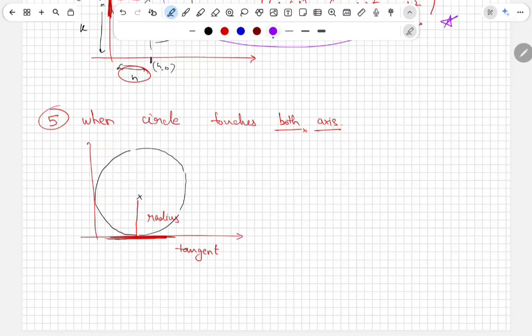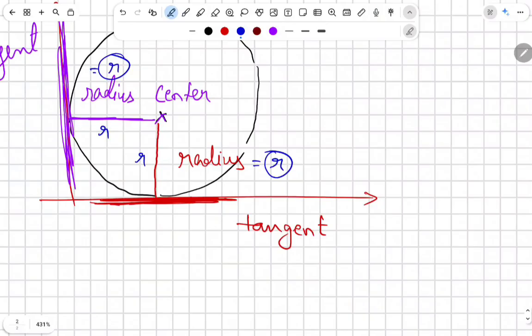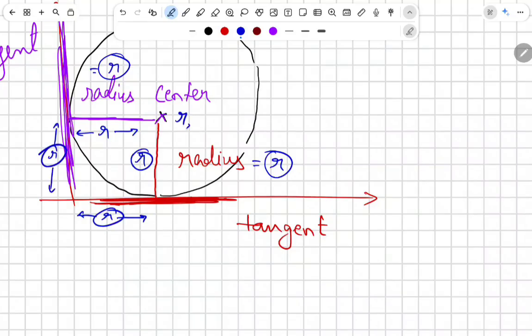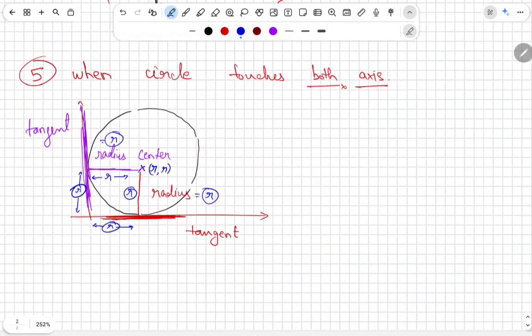Same logic will be applied over here. It is touching the y-axis, so the y-axis will become my tangent. A line perpendicular to the y-axis will be the radius. Two radii intersect at the center. Let's say radius is equal to r. This distance is r, this distance is r. Since this distance is r, this distance will also be r. Since this is r, this distance will also be r. So x coordinate will be r, y coordinate will be r.